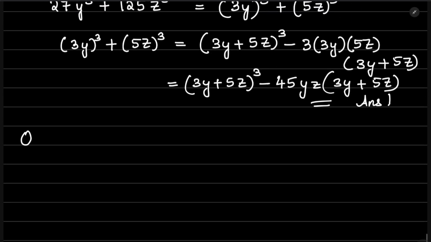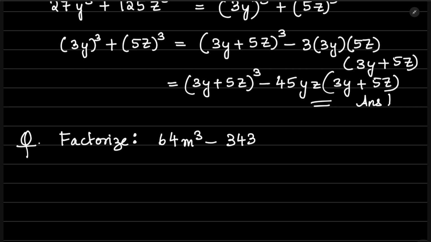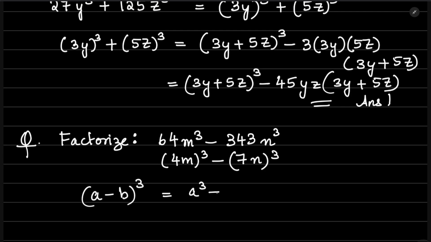The question is: factorize 64m cube minus 343n cube. Try doing it the same way. This is of the form 4m the whole cube minus 7n the whole cube, the a cube minus b cube formula. So what is a cube minus b cube? The a minus b the whole cube formula is a cube minus b cube minus 3ab into a minus b, isn't it?